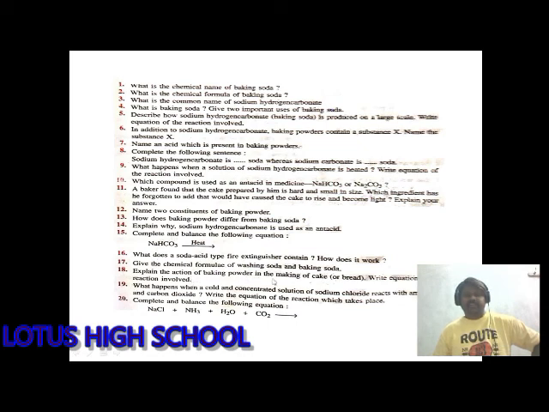Explain the action of baking powder in making of a cake. Write the equation of the reaction. So here that 18th answer and the 11th answer are the same only. Explain what happens when a cold and concentrated solution of sodium chloride reacts with ammonia and carbon dioxide. Write the equation of the reaction which takes place. So the 19th question answer and the 5th question answer are the same. And here the 19th question and 20th question answer is also the same.